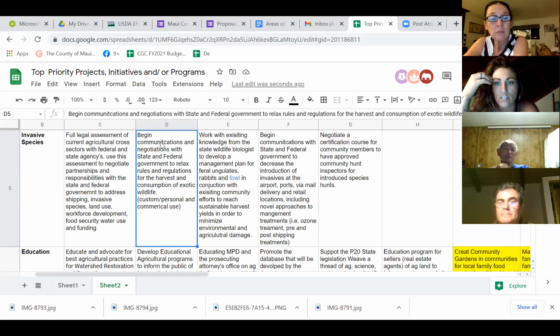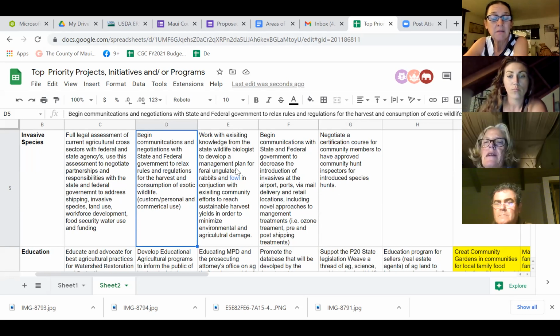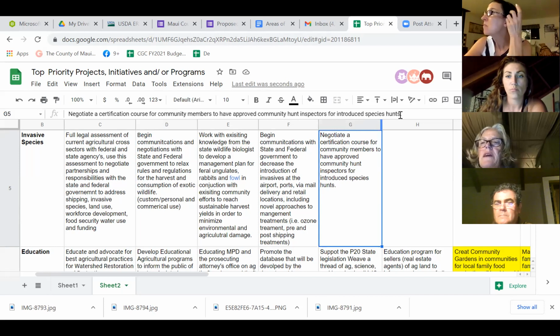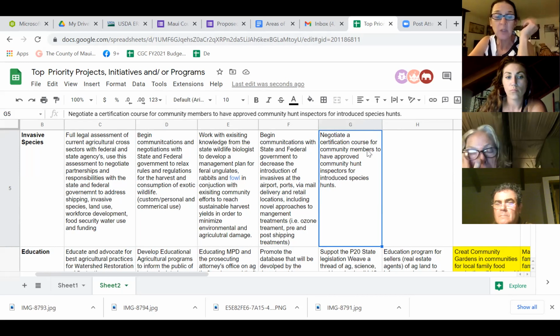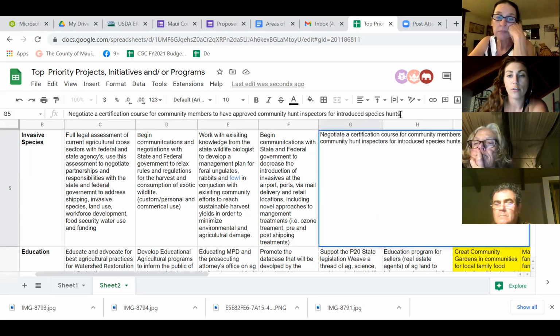Okay, so we changed that language a little bit, but it still kind of has the meaning: negotiate a certification course for community members to have approved community hunt inspectors for introduced species hunts. We gotta add a little bit on there for the sale of venison. Oh wait, it's only if we're selling it, not if we're harvesting it, not if we're consuming it, only if we're selling it. For introduced species hunts, in order to sell the meat, not for personal consumption, for resale.